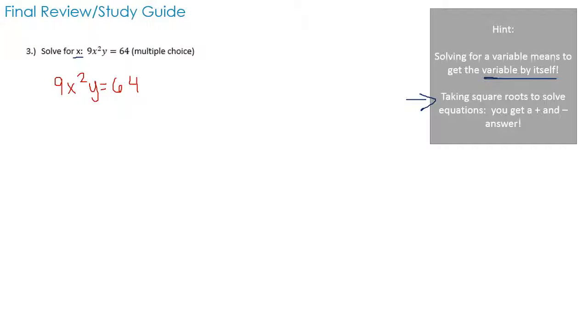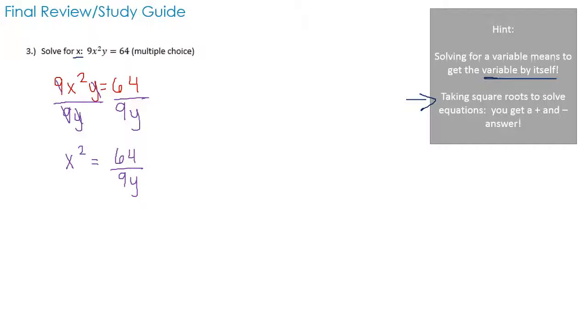So what we first can do is get rid of that 9 and the y by doing the opposite of multiplication, which in this case is division. So we're going to divide both sides by 9y. So those 9's divide out, those y's divide out. So that leaves us with x squared is equal to 64 over 9y. Now we want to check and see if we can simplify 64 over 9, and we cannot in this case. So now we're going to move on to the next step.